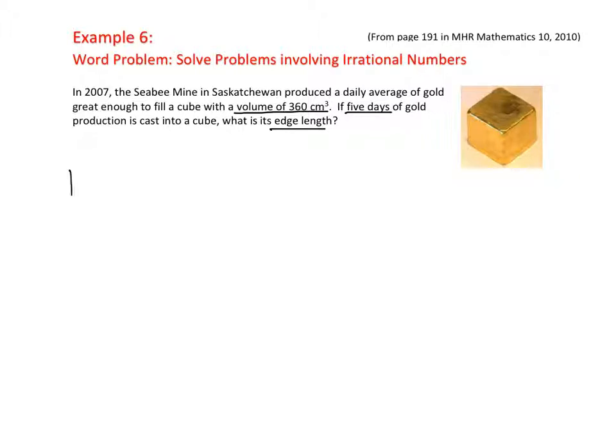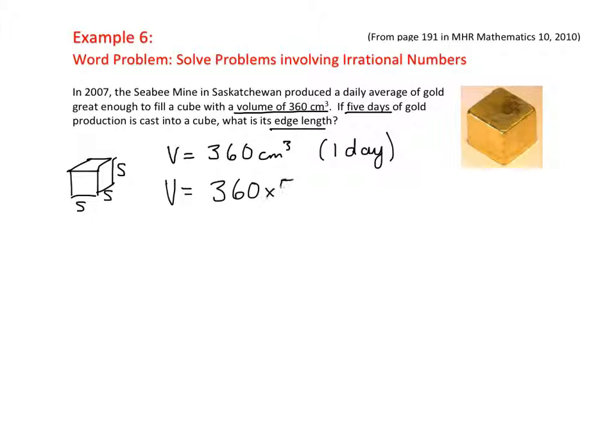So we're trying to find, for a cube, its side length, which, because it's a cube, its length, its width, and its height, they're all just s. They're all the same. The information that the question gives us is the volume for 1 day, which was 360 centimeters cubed. We want to know for 5 days of gold, what's the cube's side length. So we'll take the volume for 1 day, and multiply it by 5 to get our volume for 5 days, which is 1,800 centimeters cubed. So that was for 5 days.